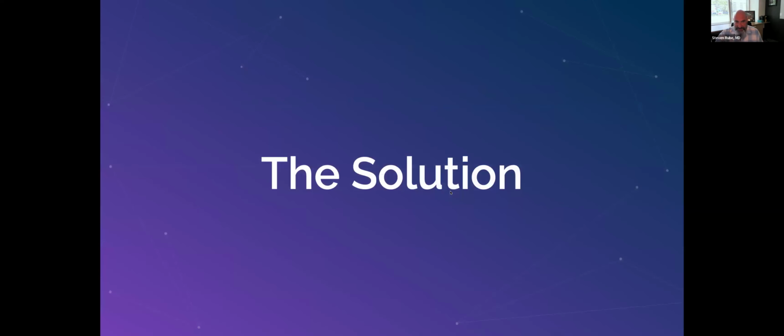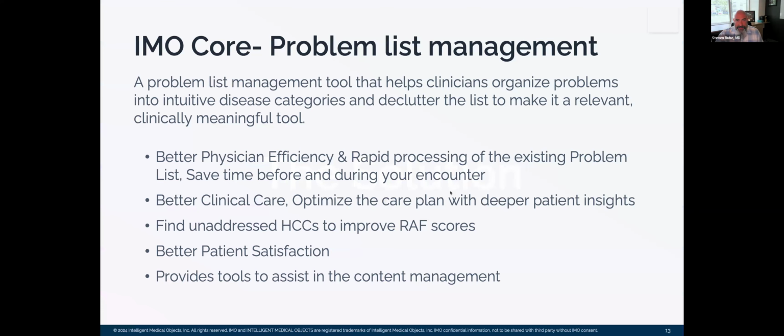So what does the solution look like? Well, we call it IMO Core, and this part of IMO Core is problem list management. And problem list management attempts to attack this problem from a few fronts, but it is a tool that helps clinicians organize problems into intuitive disease categories and declutter the list to make it a relevant, clinically meaningful tool. So we try to address a few of the bullet points and more.